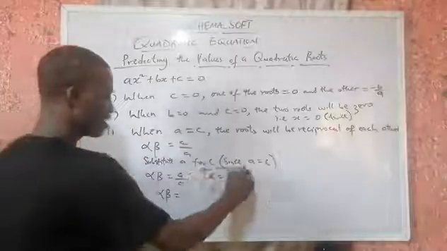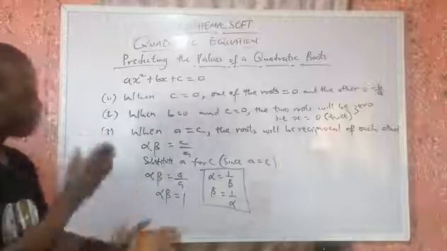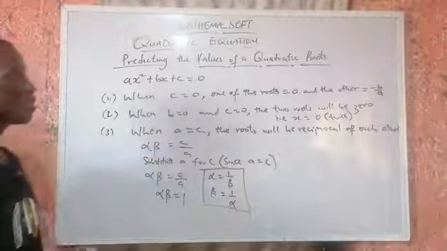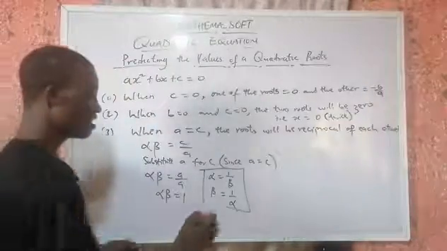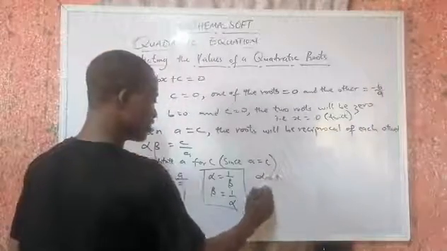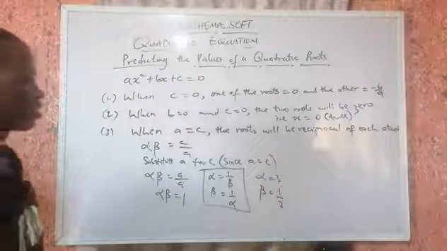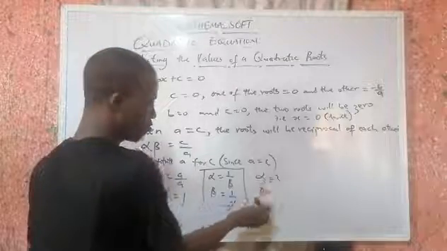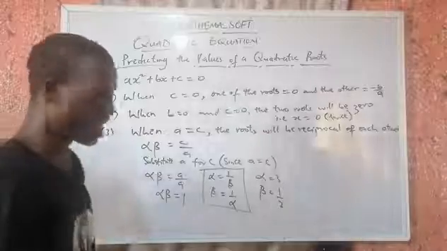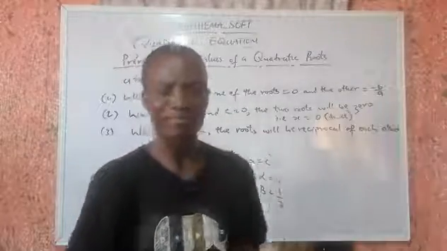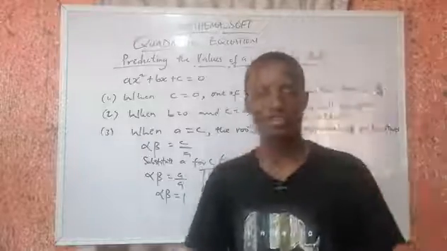So what are we saying indirectly? What we are saying is that when you observe that the value of a is equal to c, just know that the roots will be reciprocal of each other. That is, if one of them is 3, the other will definitely be 1 over 3. Okay? So 1 over alpha will give you beta, and 1 over beta will give you alpha. So these are some clues that can actually help you predict the values of the quadratic roots.